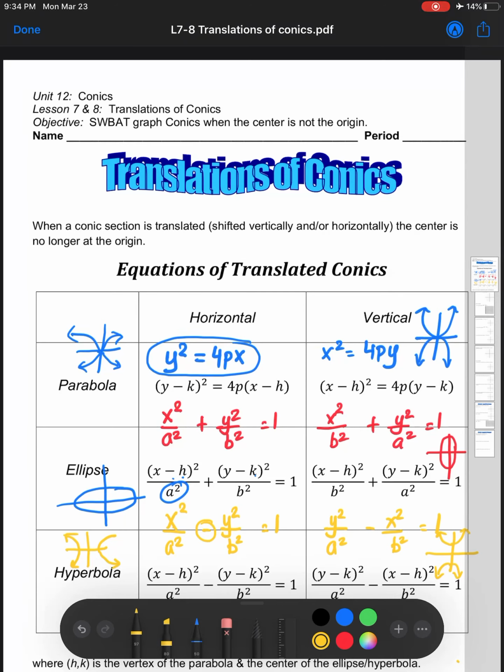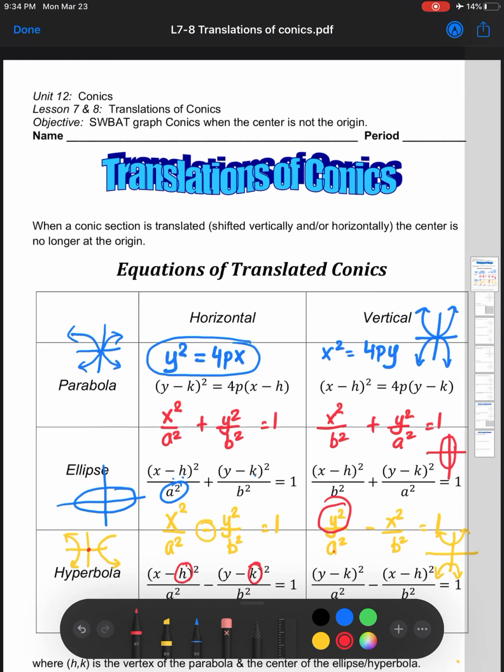If it's vertical, your y square is first, right? Y square comes first. Look at this, a square and b square did not move. And now if you're centered, shifted from 0, 0 to anywhere, it would be h and k that determine where it shifted to. Okay, so let's get started with a question, because that will make you understand this more.